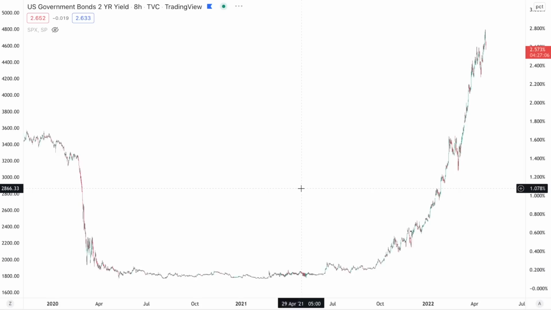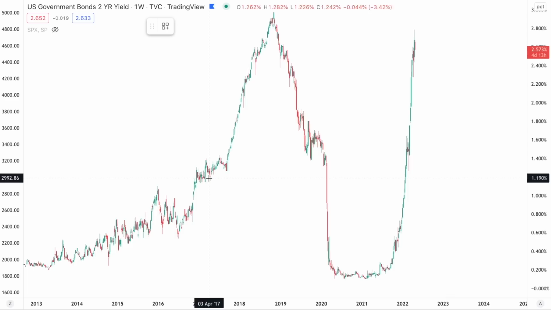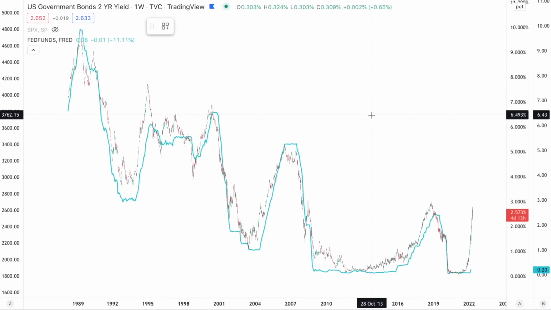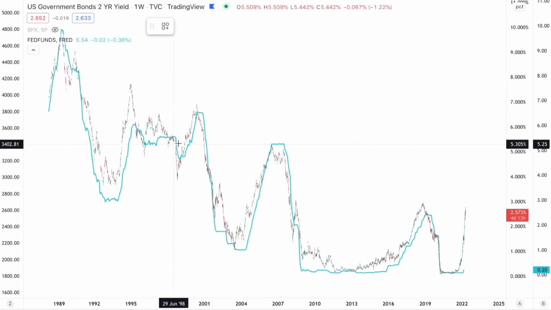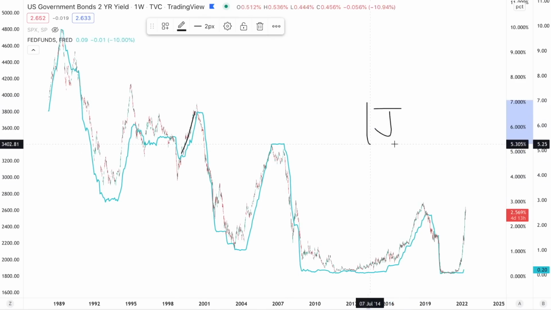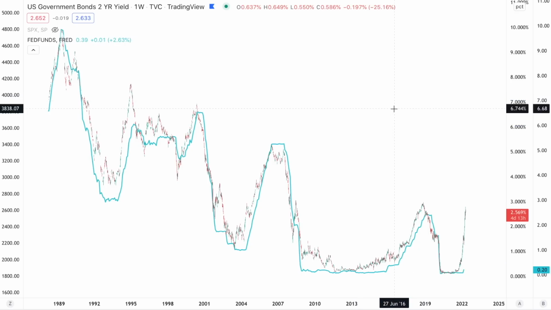One thing I am watching is the 2-year yield. Why am I watching the 2-year yield? Let's zoom out on this chart, go to a weekly chart and add the Fed funds rate. You can see the 2-year just leads the Fed funds rate, right? The Fed basically follows the 2-year yield. Jeffrey Gundlach says this a lot. The Fed basically just follows the 2-year yield, and I 100% agree with that. It couldn't be more clear from this chart.